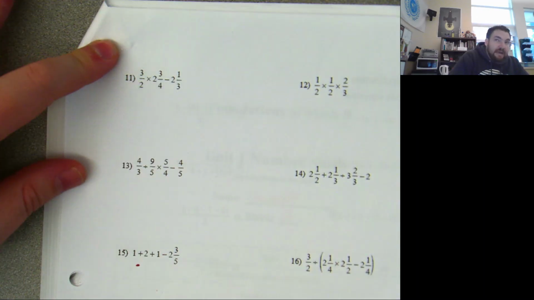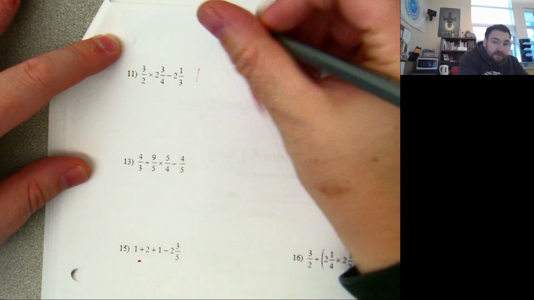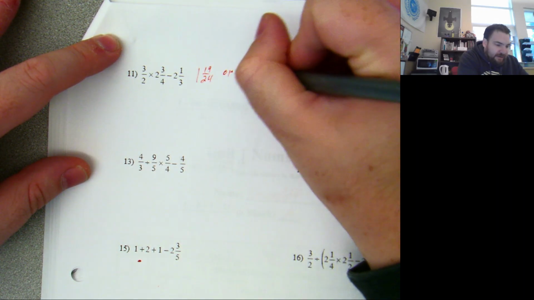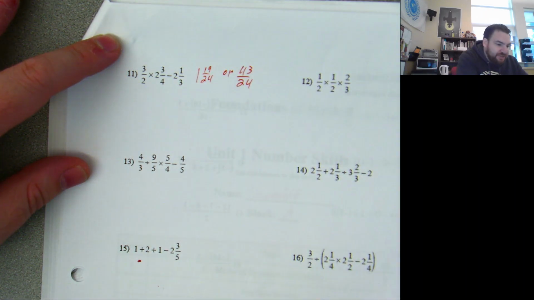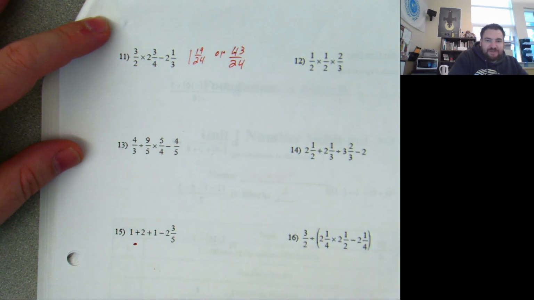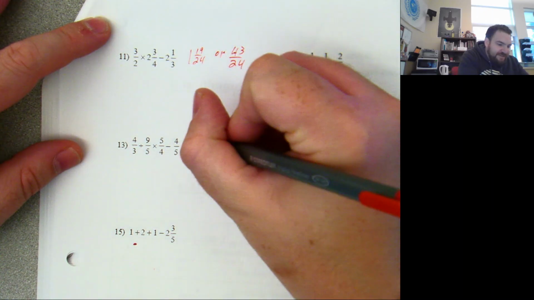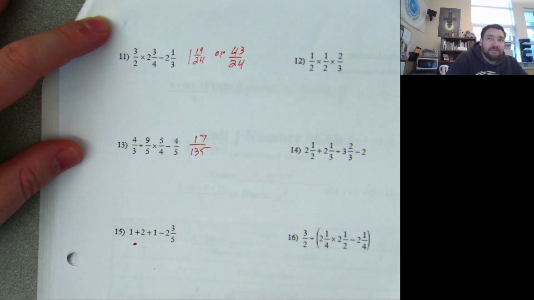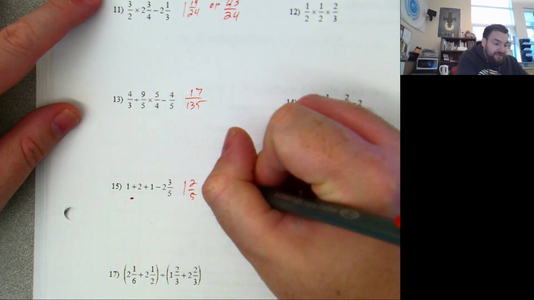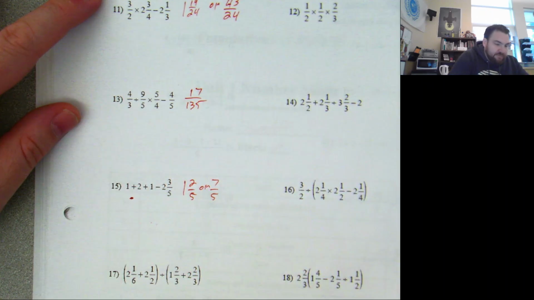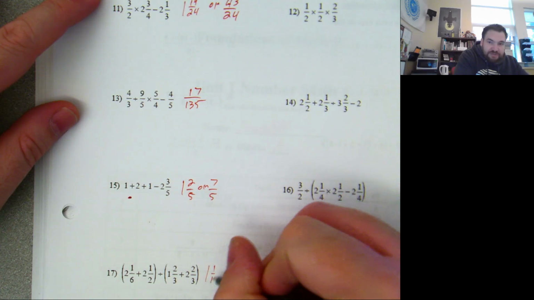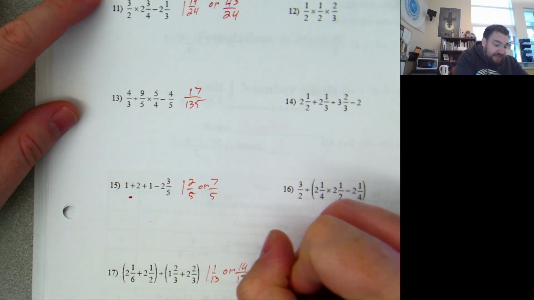11. I got either as a mixed number 1 and 19/24, or as an improper fraction 43 over 24. I don't think the instructions specified which one to give, so you can give either. Number 13 was a doozy. 13, I got 17 over 135. 15, I got 1 and 2 over 5, or 7 over 5, same thing. 17, I got 1 and 1 over 13, or 14/13.